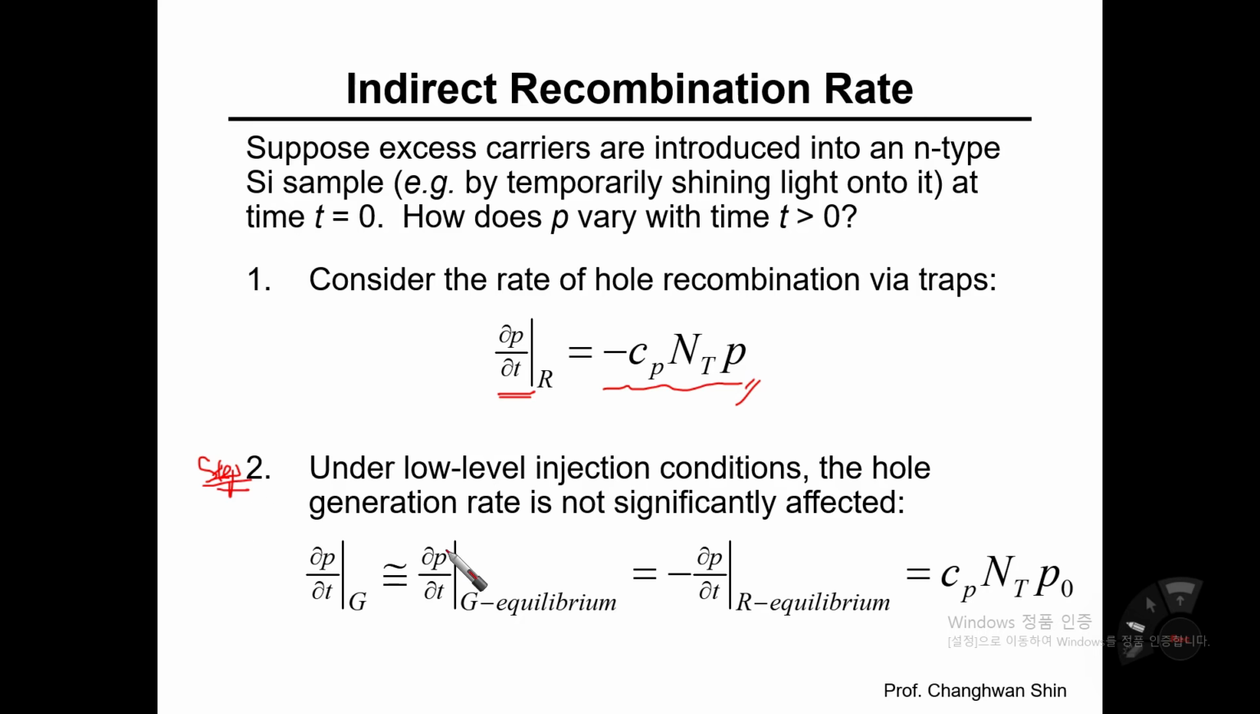Step number 2. Now, under low-level injection conditions: previously in this question, excess carriers are introduced, but herein the author did not specify how many excess carriers are introduced into the n-type silicon material. But here the author has assumed that low-level injection happens. Then the hole generation rate is not significantly affected. So let's try to understand this point.